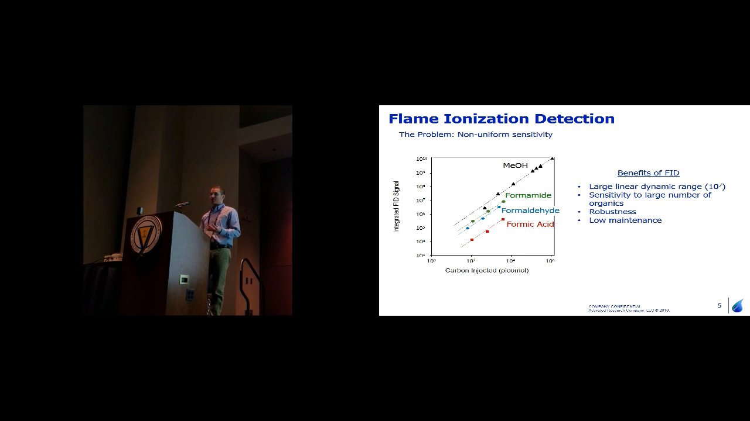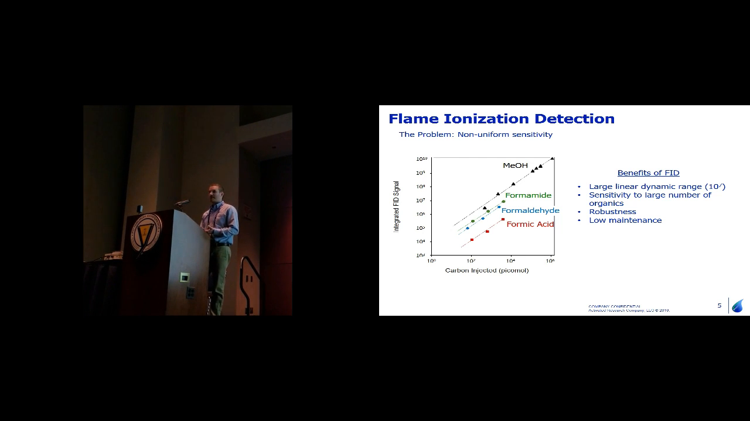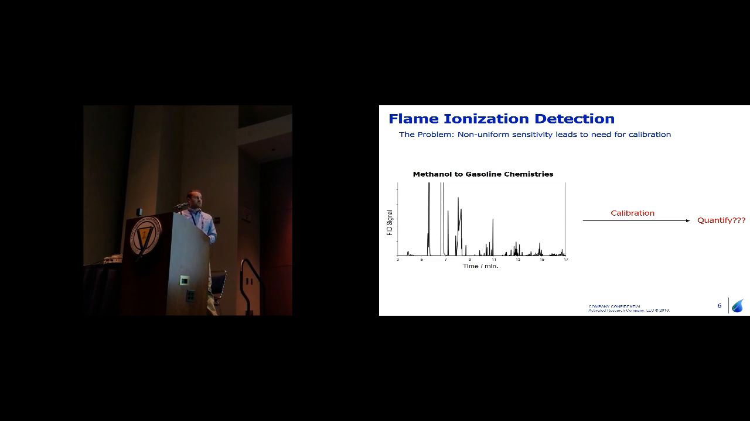And this is the same problem that's shared with a number of other detectors, like the mass spec or the thermal conductivity detector, that the sensitivity of that detector depends on the types of molecules that it's detecting. Now that's not true for a sulfur SCD detector or a nitrogen detector, which are equimolar in their response to those species. But as of a few years ago, there had not been an equimolar response detector to carbon. So this non-uniform sensitivity causes us to have a need for calibration.